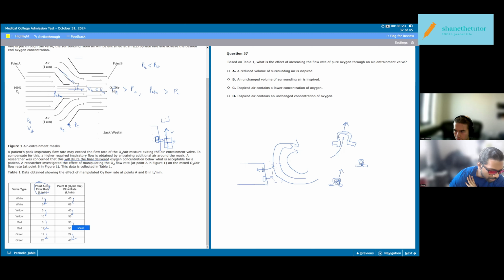And then 33 plus half of 33, which is like 15 or 16 rather. So okay, I think this also goes up by 50%. The 33 plus the 16, right? So it seems like the flow rate is kind of compensating for, right?